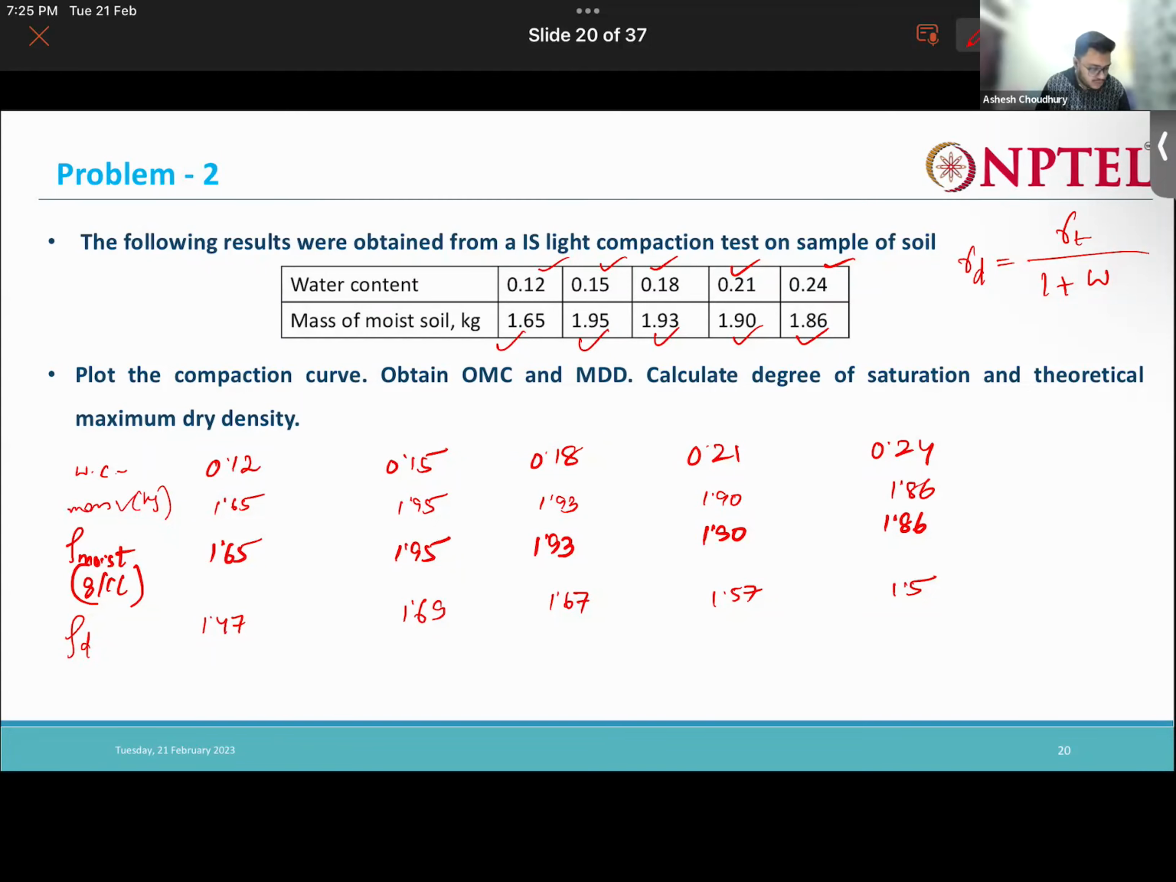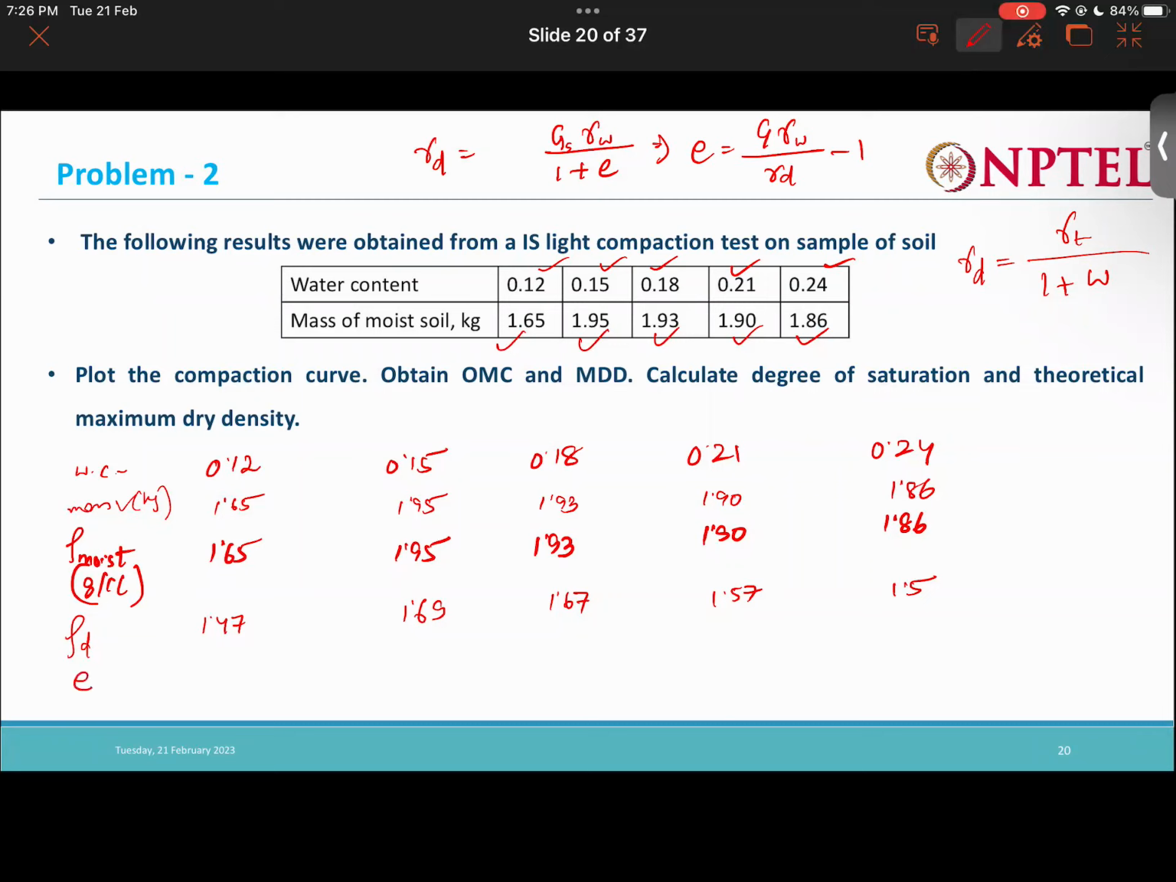Another thing is asked to you. It is asked, calculate degree of saturation and theoretical maximum dry density. So if you remember, one relation is there: gamma dry is equal to G gamma W by 1 plus e, right? Remember this? From here, we can write void ratio e is equal to G gamma W by gamma d minus 1.